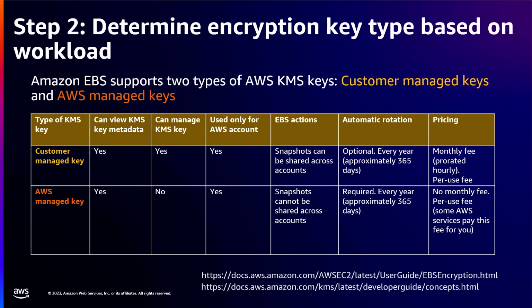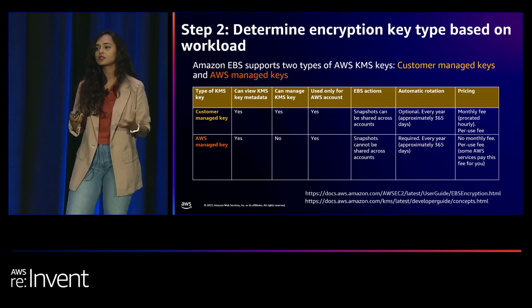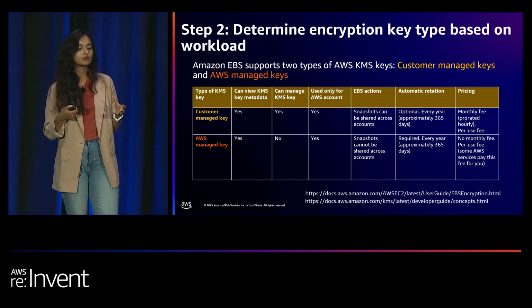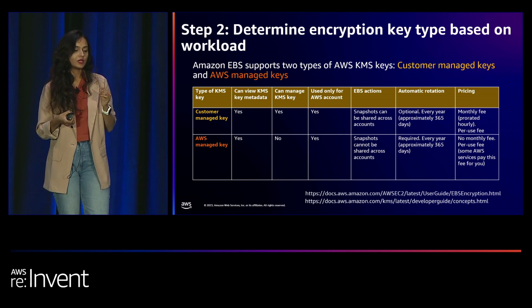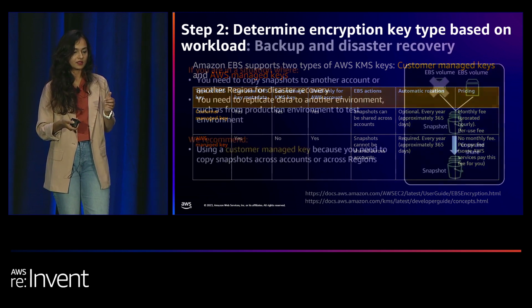The second step is identifying which key you want to use for encryption. EBS offers two types of keys, customer managed key and AWS managed key. The key difference between the two types of keys is that it's much more convenient to share snapshots when you are using a customer managed key versus an AWS managed key. There are some use cases in which you might want to use customer managed keys over AWS managed keys, and we'll talk about those use cases in the subsequent slides.